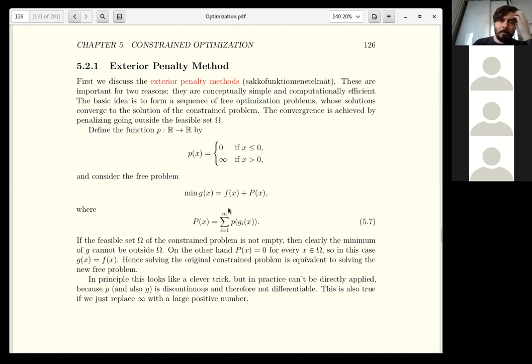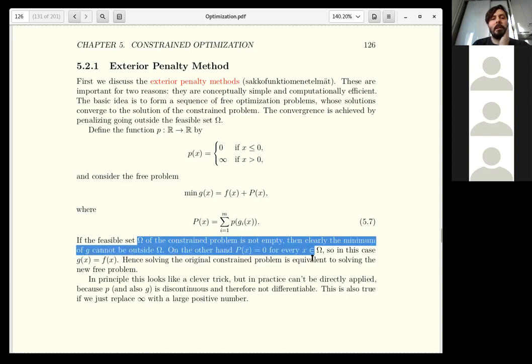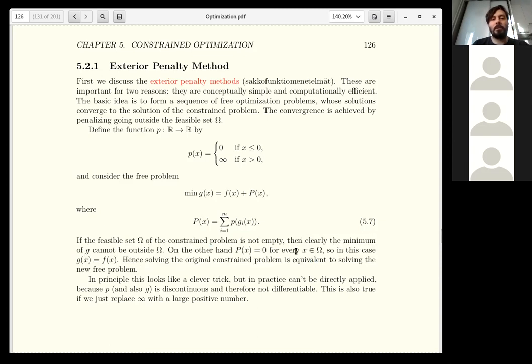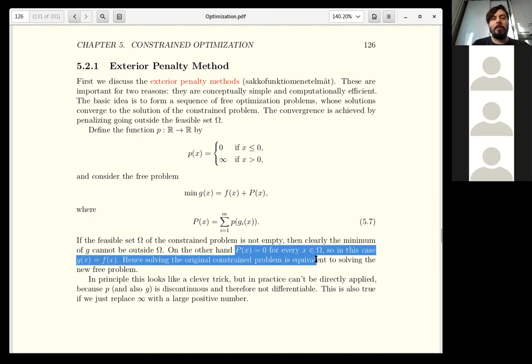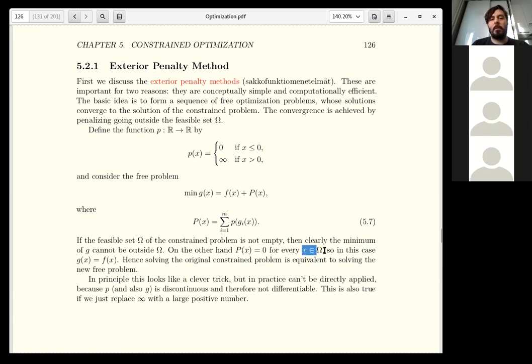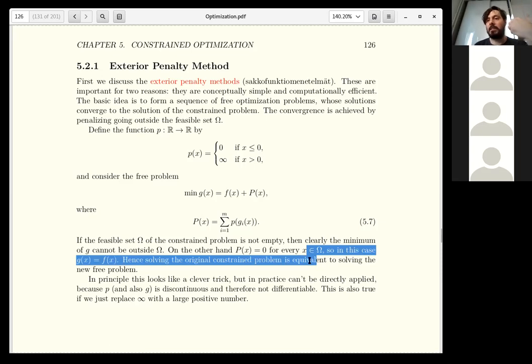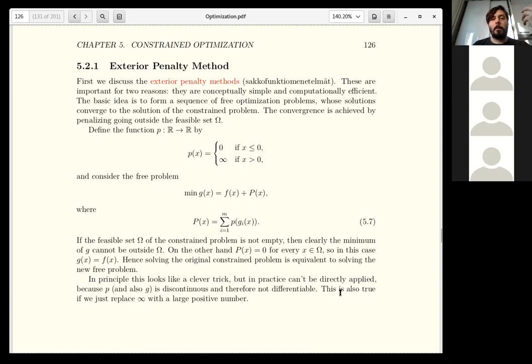So if the feasible set is not empty, then clearly this minimum cannot be outside the feasible set, and the minimum inside the set will be just f of x. And so if the original f of x has a minimum inside the feasible region, then it's clearly the problem's solution. The practice is, of course, a problem because this P is not continuous and it's not differentiable.